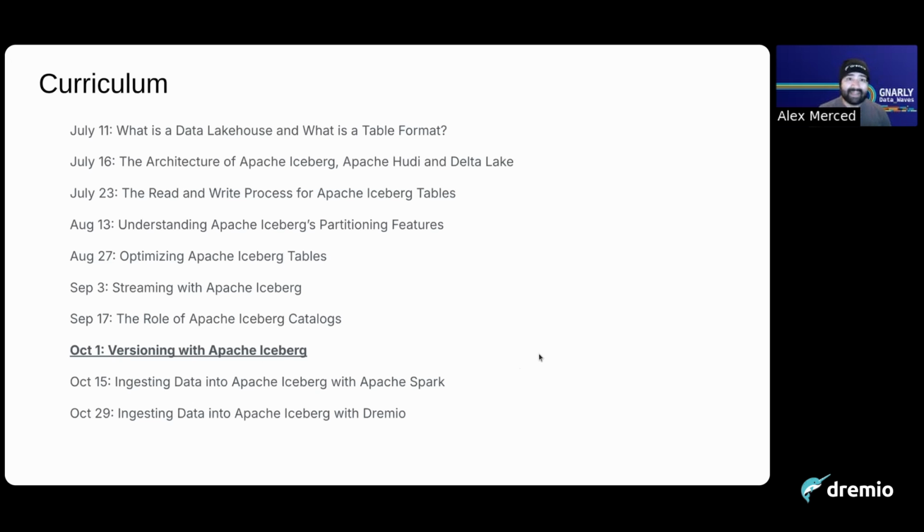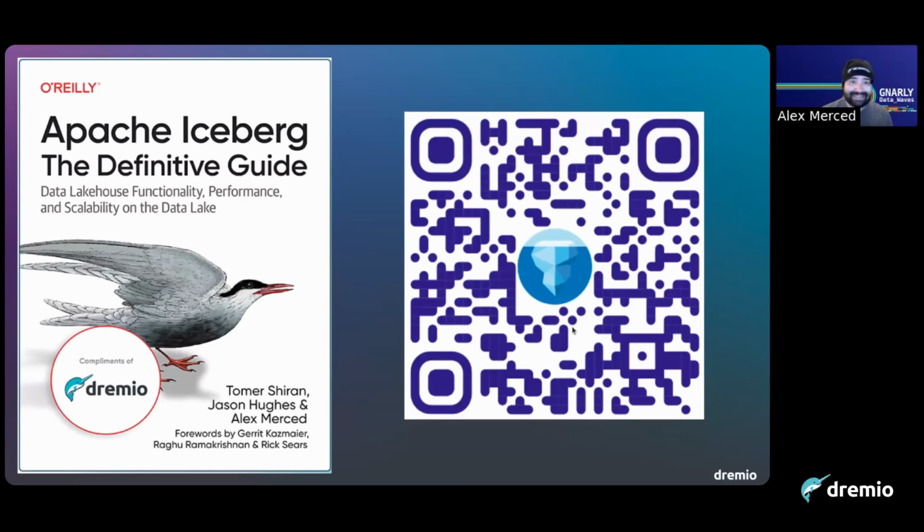Specifically, we're talking about catalog versioning, which is something that's currently available with a very particular catalog, and that is available through Nessie.